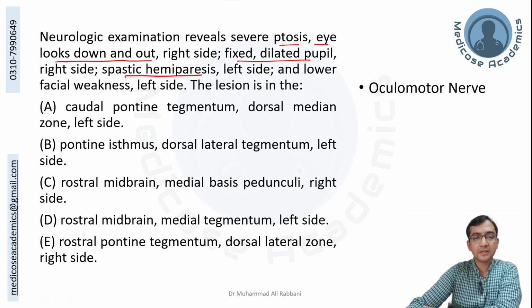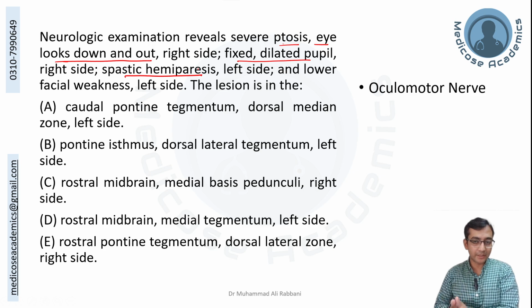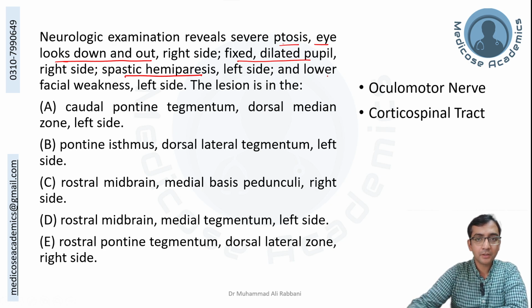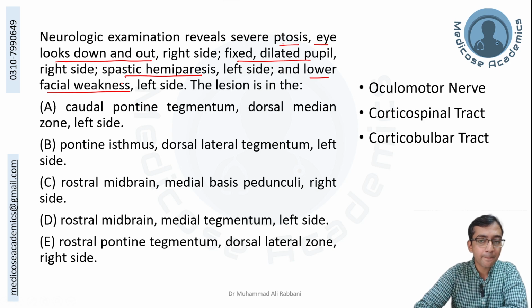Spastic hemiparalysis, that is the corticospinal tract involvement. Lower facial weakness, that is the corticobulbar tract. So these are the structures that are involved. So where are they present?